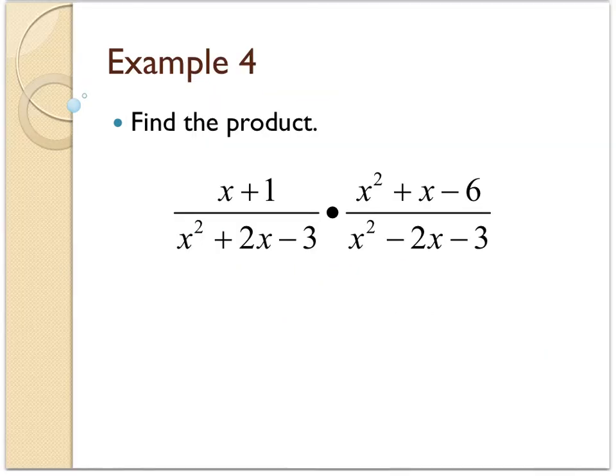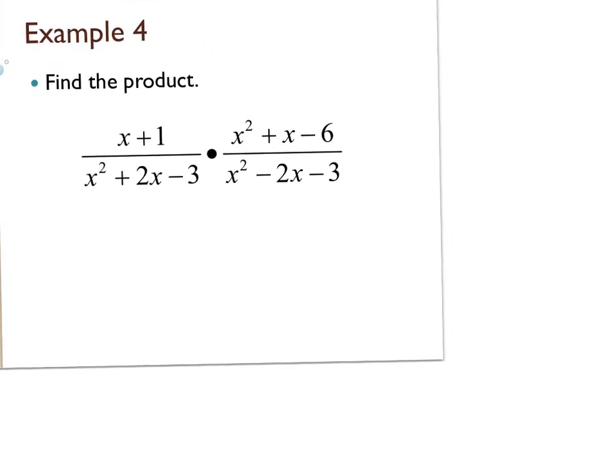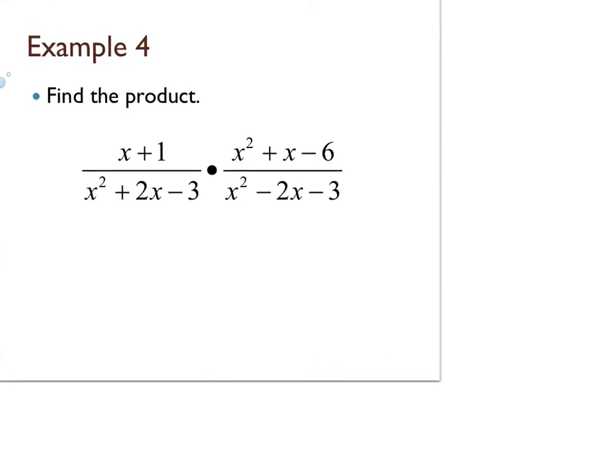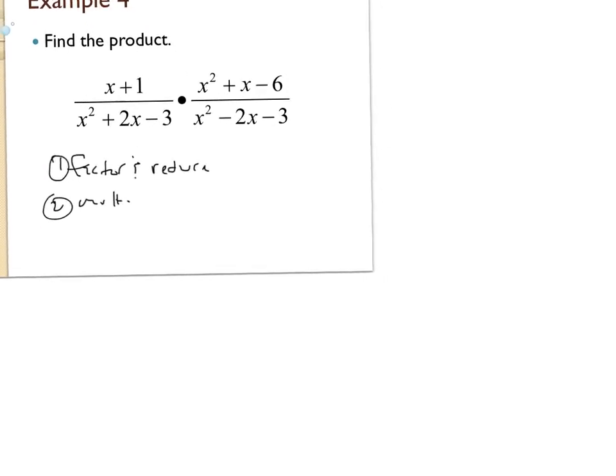Our next example, we're actually going to multiply these together. And at first, some of you are probably like, oh my gosh, this is a lot of multiplication, I'm going to have to distribute, but it's actually a lot easier if we reduce it first. So we want to factor and reduce, and then we're going to multiply. Okay? So I'm going to factor and reduce and then multiply.